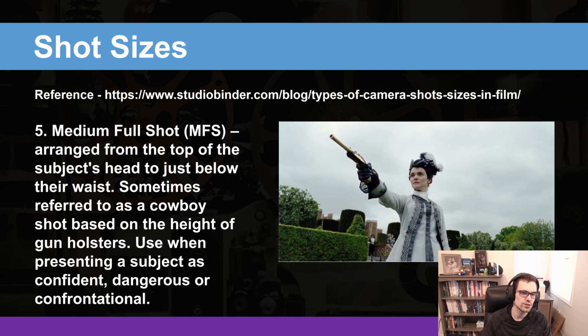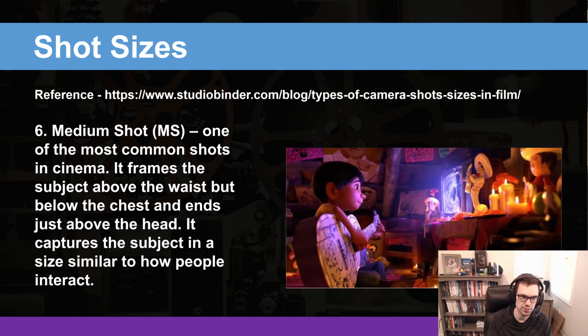And this shot is arranged from the top of the subject's head to just below their waist. Used when presenting a subject as confident, dangerous, or confrontational. Here we have somebody holding out a pistol, and she isn't wearing a holster, but you can kind of see, because of how the shot's framed, it's almost like it's implied she has one, and that's all tied to the framing, which is really awesome. That's what this shot represents.